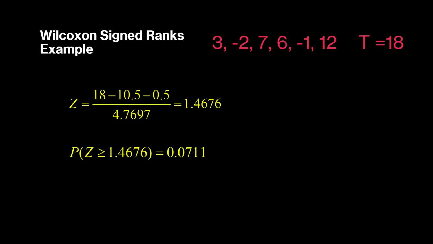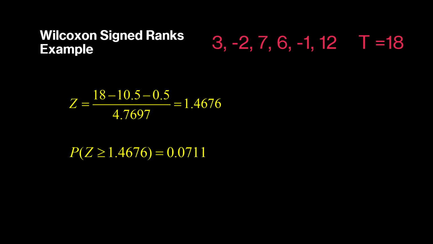Here I'm calculating z to a few more decimal points, so we get a little more accuracy when we calculate a probability, even though the calculation is going to result in an approximation. Using my statistical software, I find that the probability that z is greater than or equal to 1.4676 is 0.0711. So the p-value for a t of 18 using a large sample approximation is 0.0711.